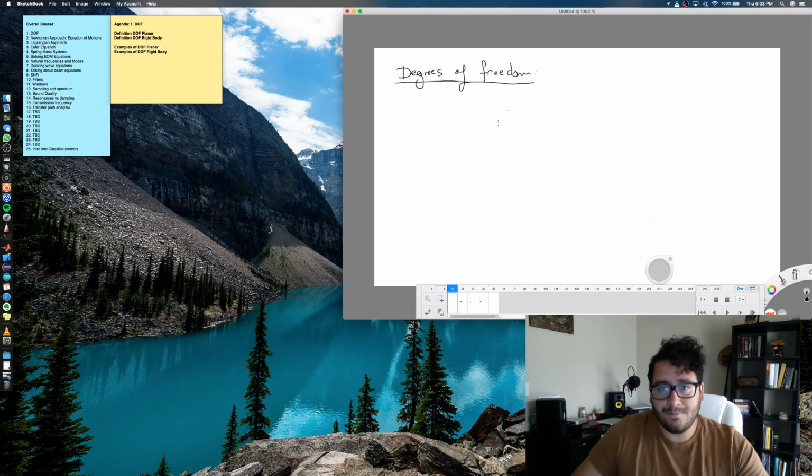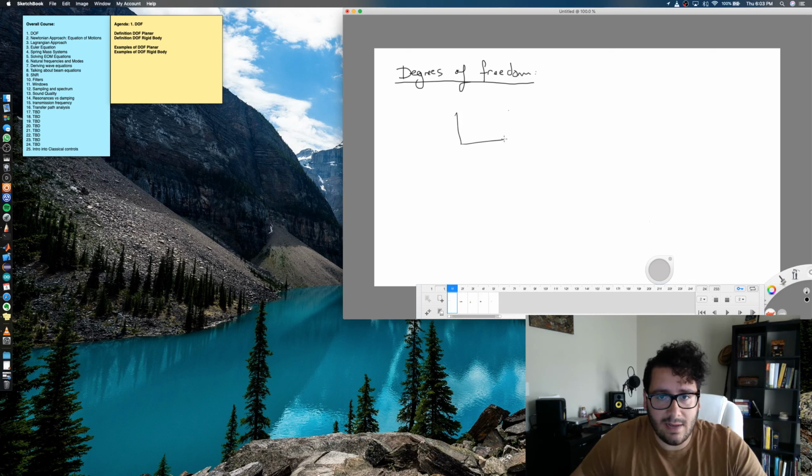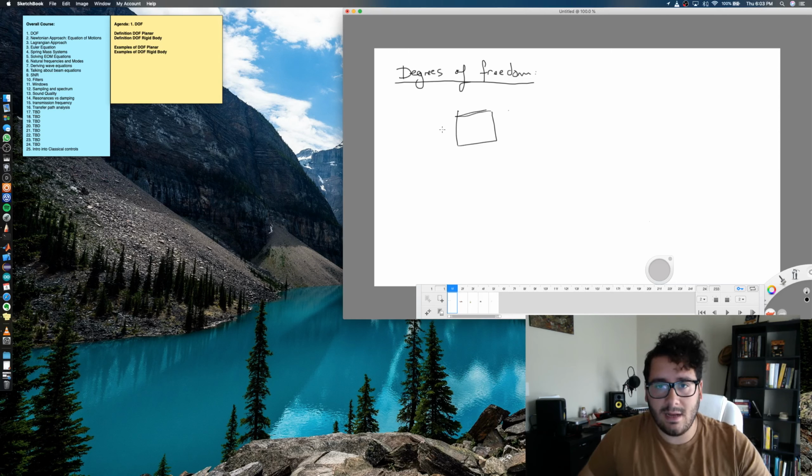So degrees of freedom is how free is the object to move, right? So let's say I have an object. This is not the best object, but let's say I have this object. Right now that object is free to move this way, it's free to move this way, and it's free to rotate.